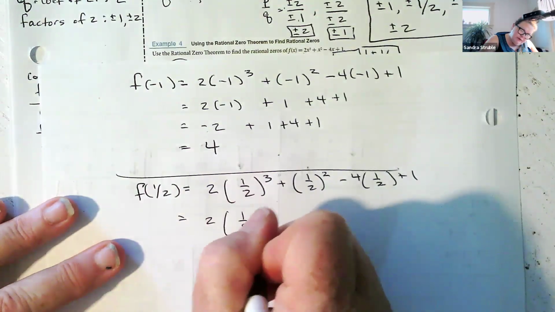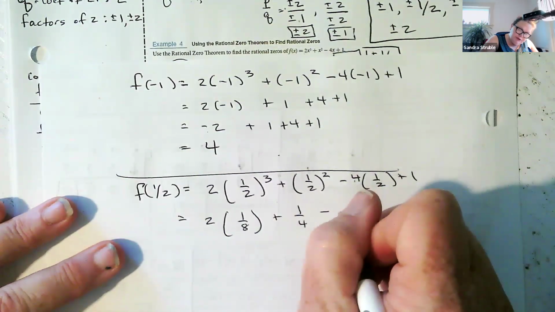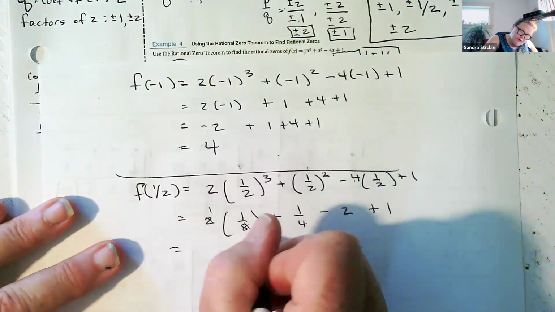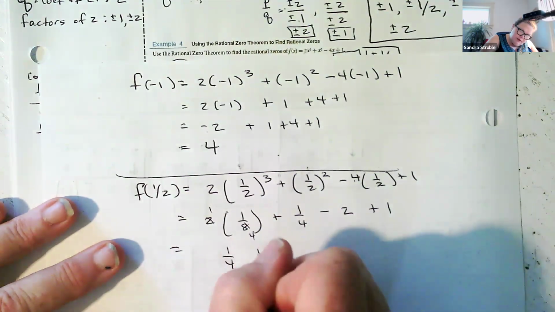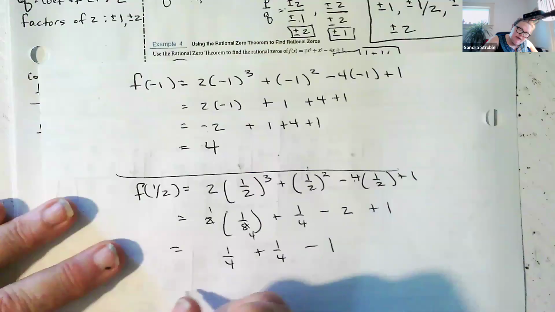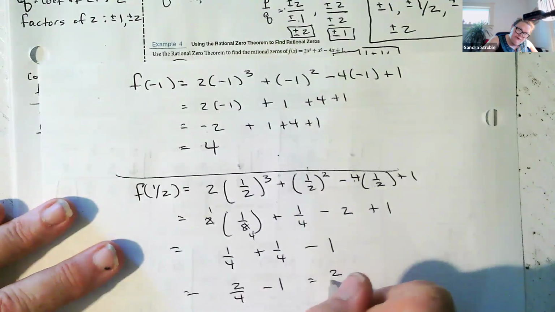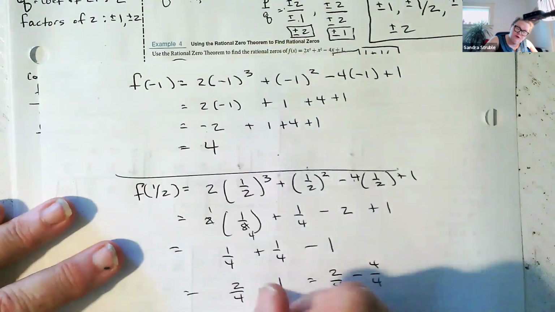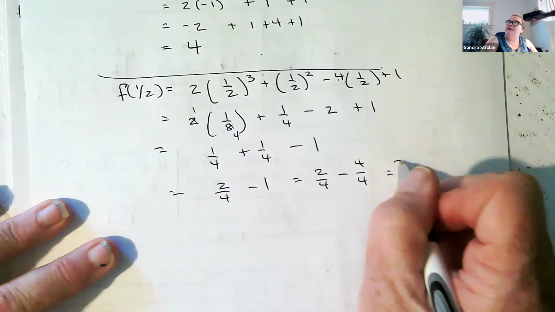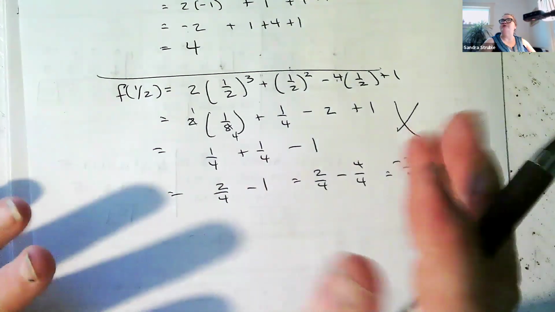2 times 1/8 plus 1/4 minus 4 divided by 2 is 2 plus 1. This reduces to 1/4. So 1/4 plus 1/4 minus 1, -2 plus 1 is -1. And this is equal to 2/4 minus 1, which is the same thing as 2/4 minus 4/4, because 4/4 is 1. Oh, running out of space. Which is -2/4, which is not 0. I don't even need to reduce it because it's not going to be a rational zero.